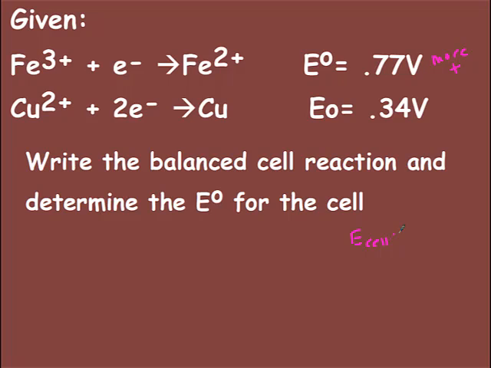So our Ecell will be 0.77 plus, and then this one will be reversed, and our sign will flip, so negative 0.34. Adding those together, we get 0.43 volts.